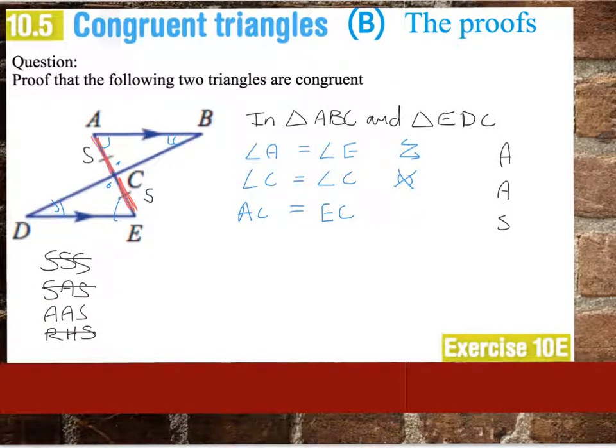Now, what's the reason for making that statement? Well, this is given. And you have to say given as a reason for making a statement. Now, once that is done, I can finish. What did they say? They say prove that the triangles are congruent. So I'm going to say, therefore, I have now proven that triangle ABC is congruent to triangle EDC. Reason for that is angle, angle, side.